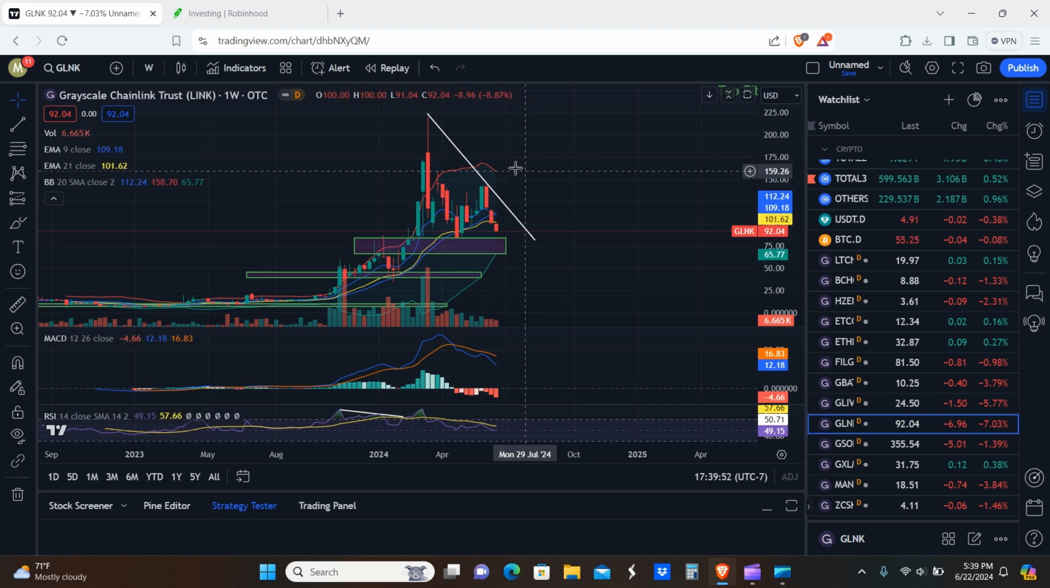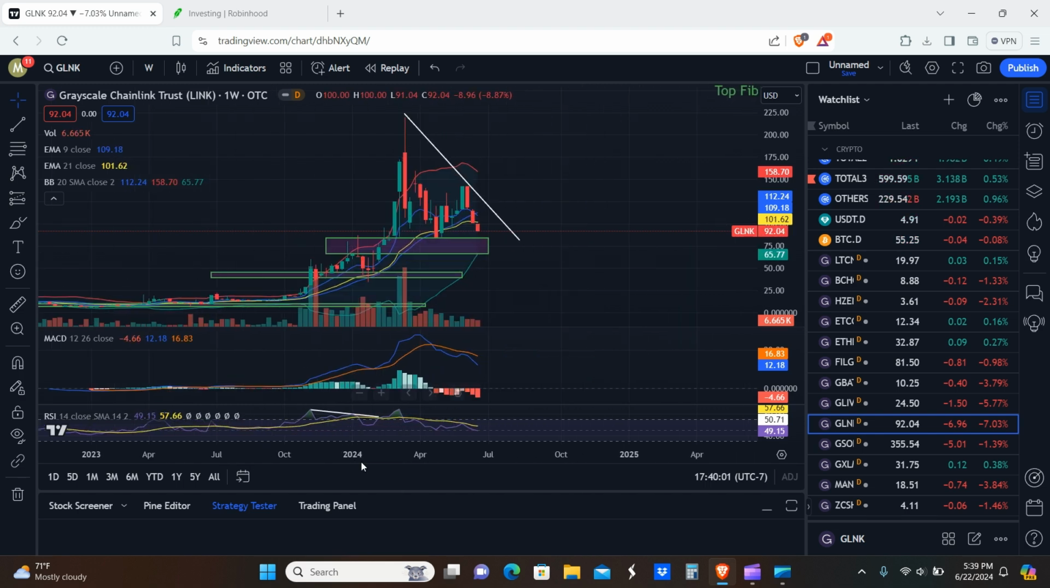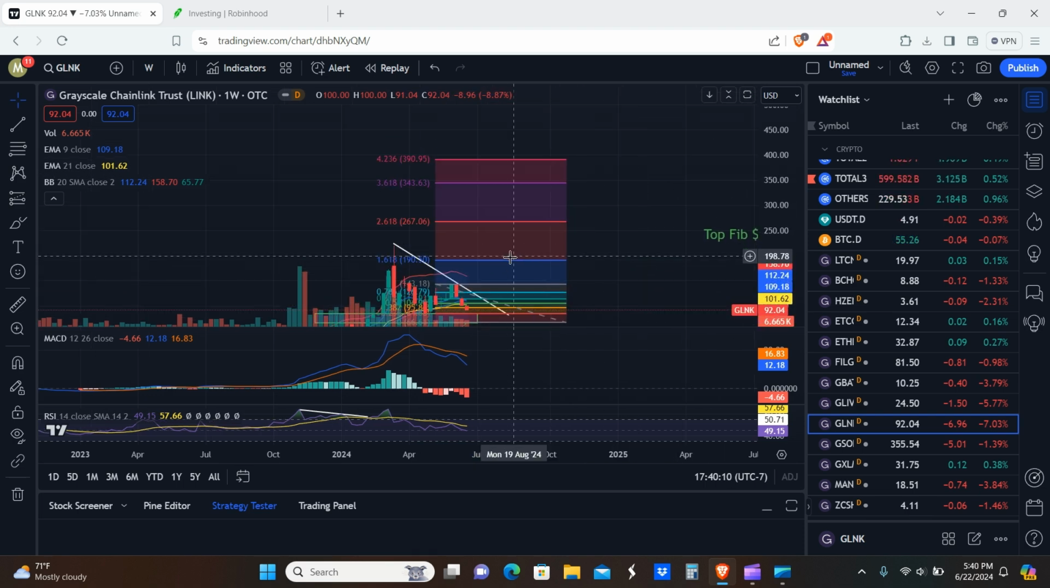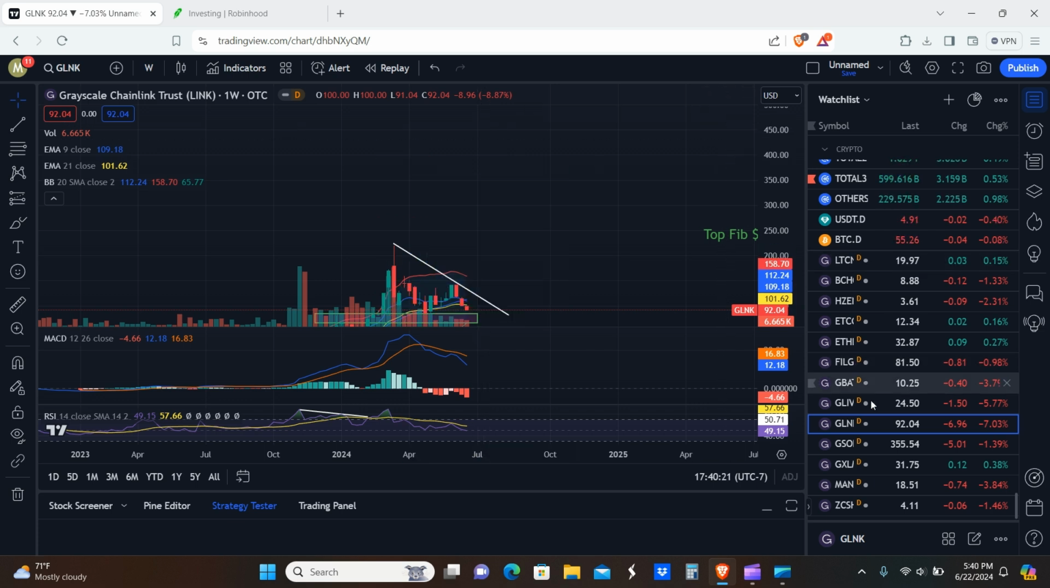So G-Link, we're not really at the top or the bottom of the bands. I don't think that this is the all-time high for G-Link, and we don't have a previous all-time high here, so we're going to do the same thing, measure from the previous swing high to the presumed low, which I presume is going to be somewhere around the support range. So if that's the case, 1.618 would be $192, 2.618 would be $267, let's say, 3.618, $345, and 4.236 would be about $390 on G-Link, also known as Chainlink in the native space.